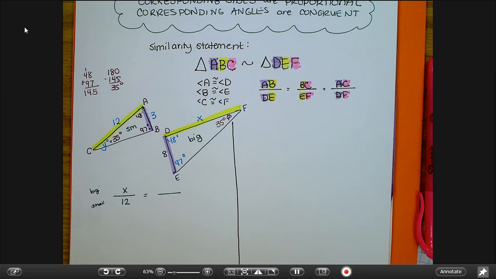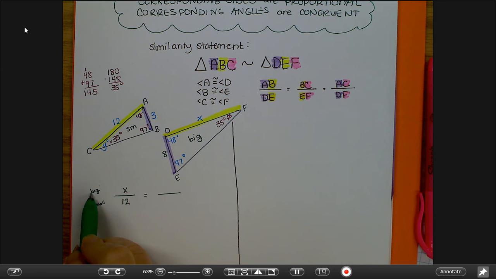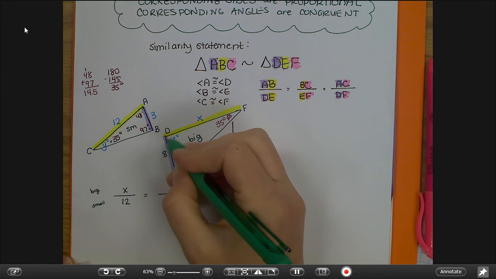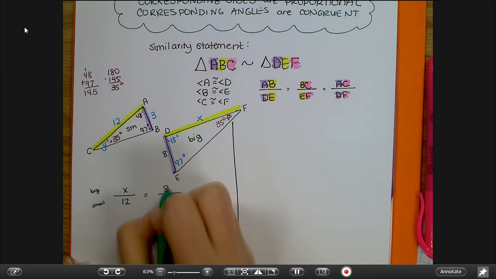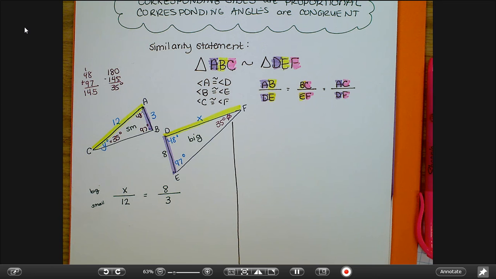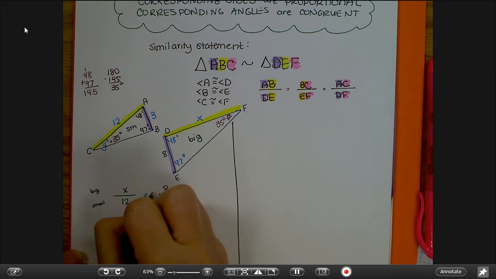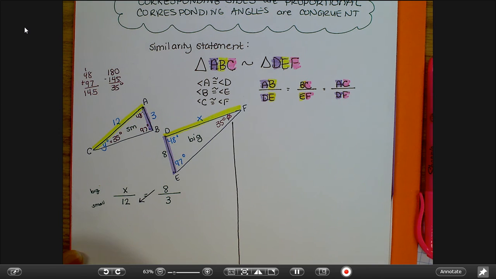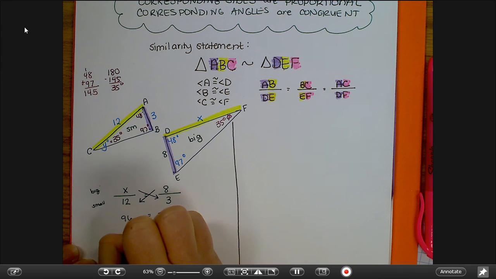And again, we're going to make sure we're consistent. So since we have the big triangle on top, we're going to use the side of the big triangle, 8, and the corresponding side of the small triangle, 3. All right, now hopefully you remember from algebra that you cross multiply. So we have 8 times 12, which is 96, and x times 3, which is 3x.